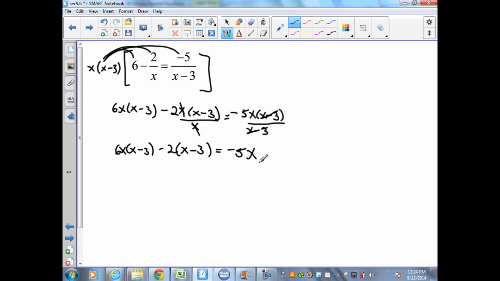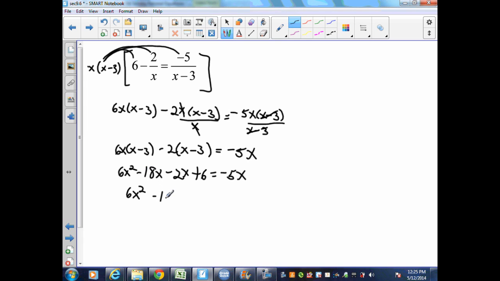Now we want to solve the equation. Let's distribute. That gives me 6x squared minus 18x minus 2x plus 6 equals a negative 5x. And I'm going to set it to 0. Since this is a quadratic, that's going to give me 6x squared minus 20x when I simplify. Bring over the 5x, that's minus 20x plus 5x is a minus 15x plus 6, and that equals 0.